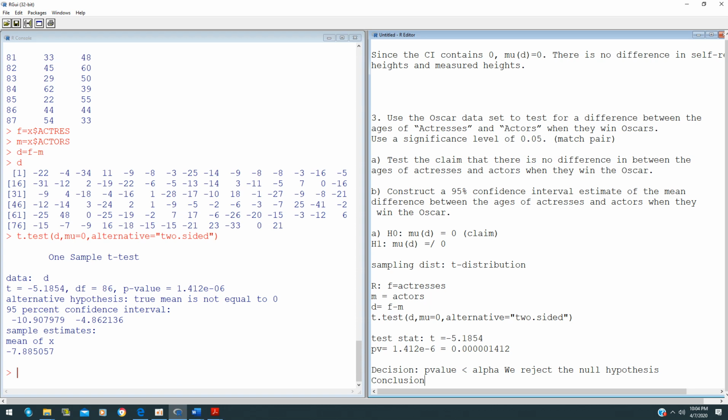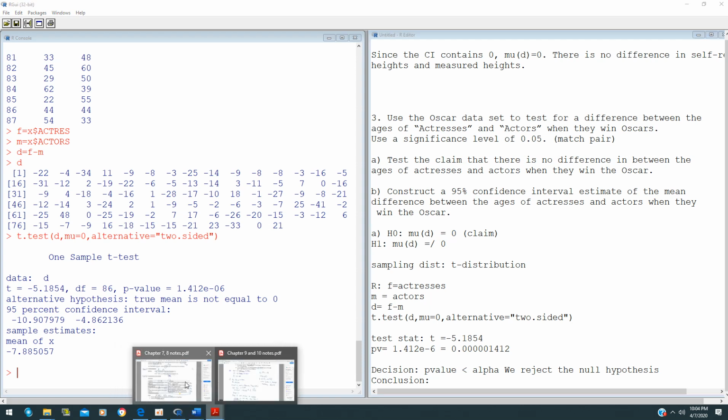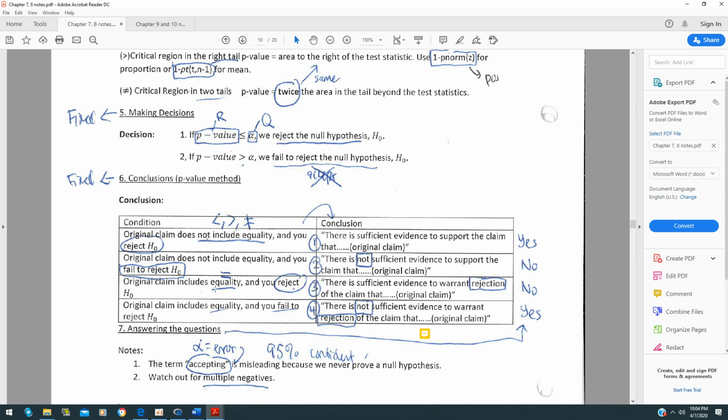Conclusion. In order for us to do the conclusion, again, we have to use the table. Since this is testing with an equal sign, that means your claim has an equality, so it's one of these. And we are rejecting the null hypothesis. So we are doing number three for the conclusion: there is sufficient evidence to warrant rejection of the claim.